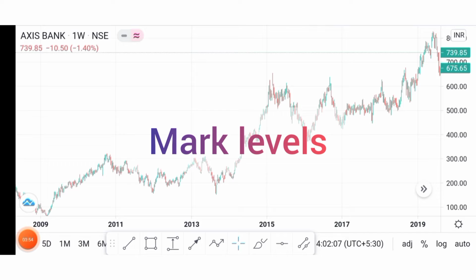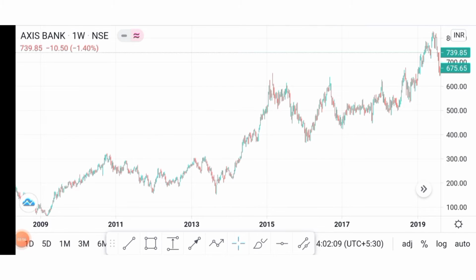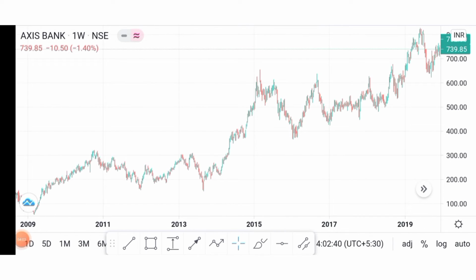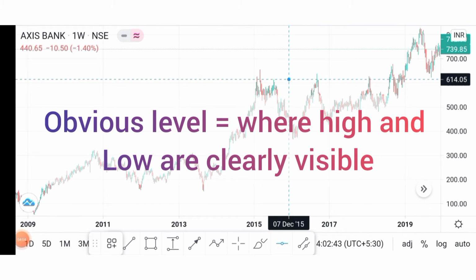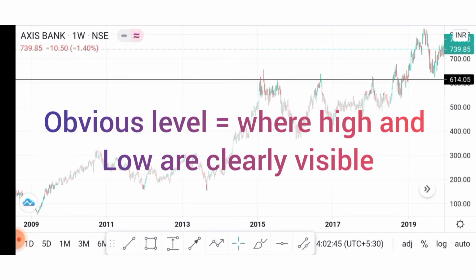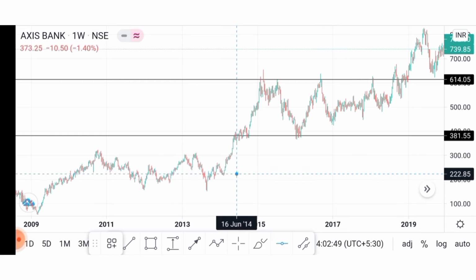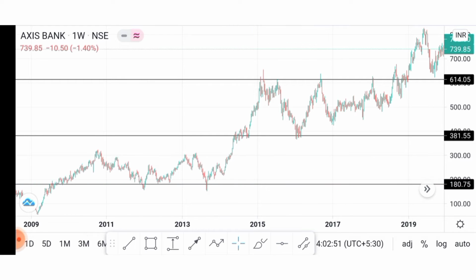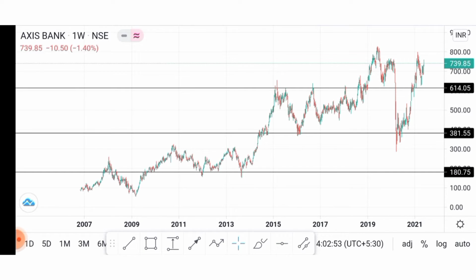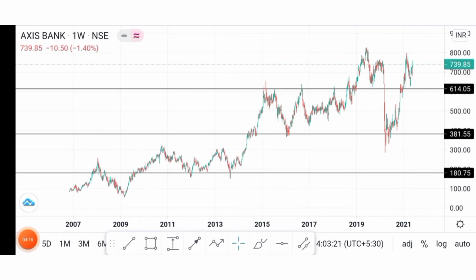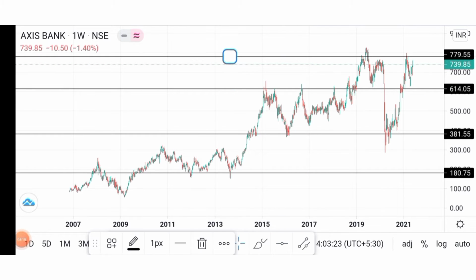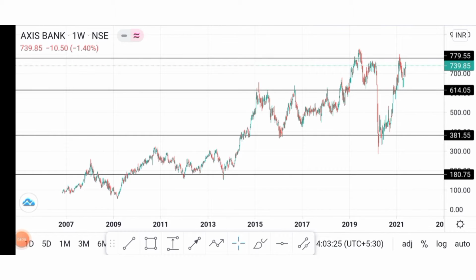Now rule number 2, draw obvious levels. Let's draw some. This can be an obvious level. This over here can be an obvious level. This can be an obvious level. And over here, these are some of the most obvious levels to my naked eyes.